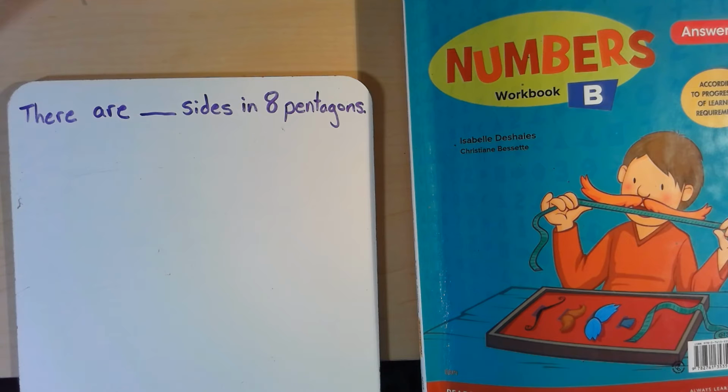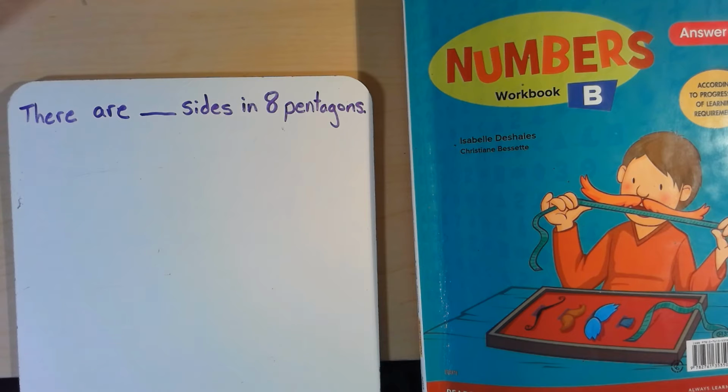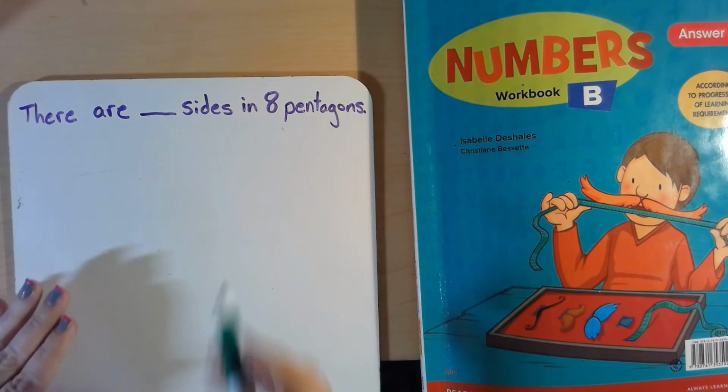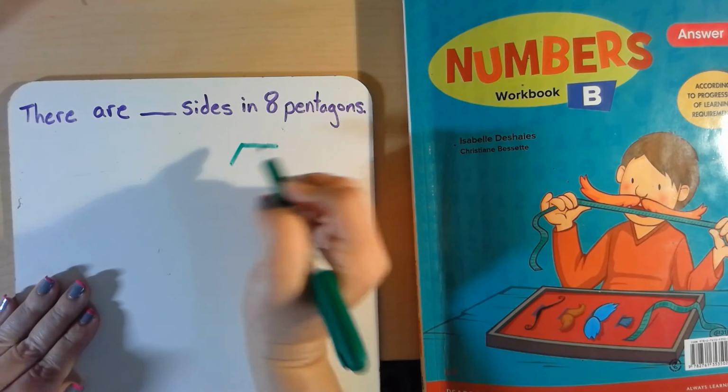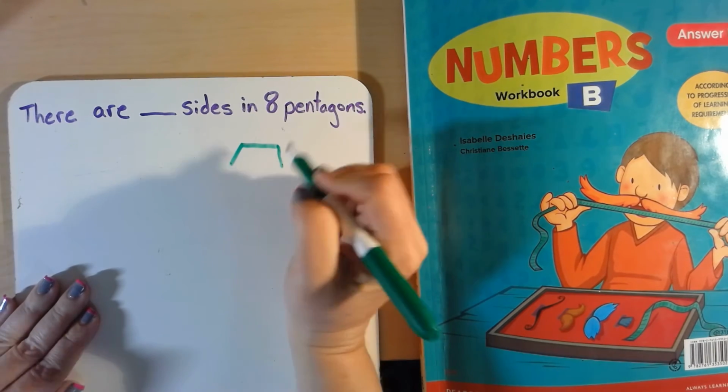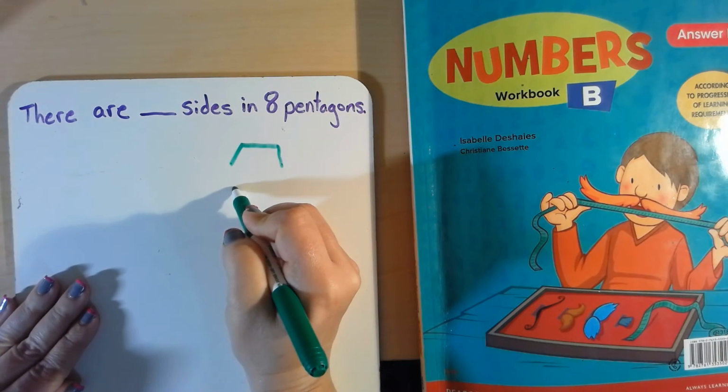What information do I have to know to figure this problem out? I have to know what a side is. I have to know what a pentagon is. What's a pentagon? Do we remember? A pentagon is a shape that has 5, let's see if I can draw it, sides.